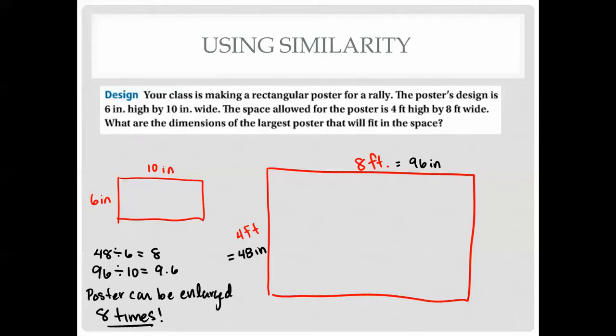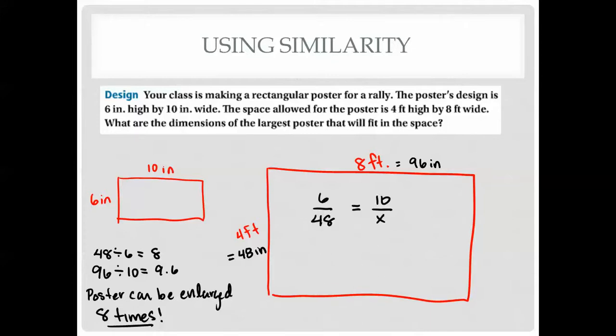So if I compare the length and the width, if I take 48 divided by 6, that's the big space to the small image, that would make the height of the picture 8 times, and that would fit. 96, the width, divided by 10 is 9.6, which if I blew up the height, which is 6, by 9.6, it wouldn't fit in the space. So the most times that the poster can be enlarged is 8 times.